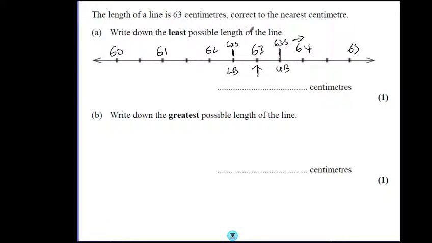So for this one, the least possible length of the line is 62.5, because anything below that and we'd round it down to 62 or lower. The greatest possible length of the line is the upper bound, which is this 63.5.